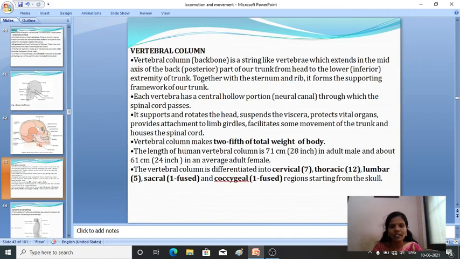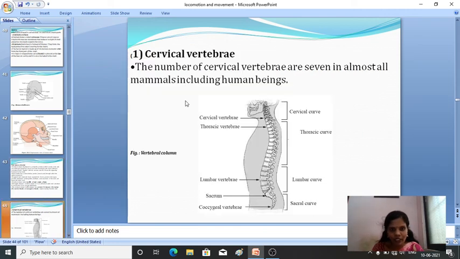Next comes the vertebral column, or as we commonly call it, the backbone. It is a string-like series of vertebrae which extends in the mid-axis of the back, the posterior part of the trunk, from head to lower inferior.